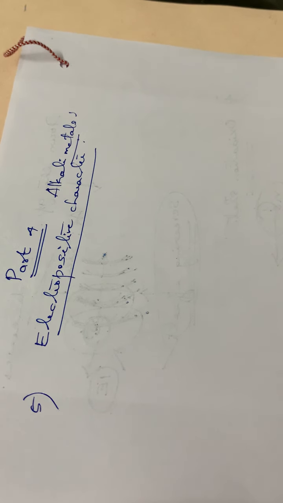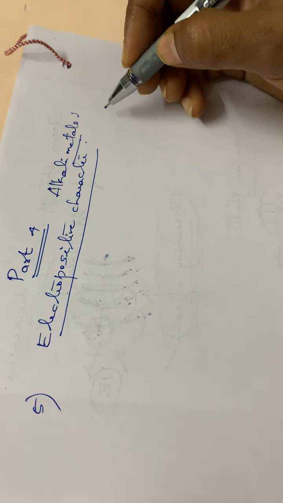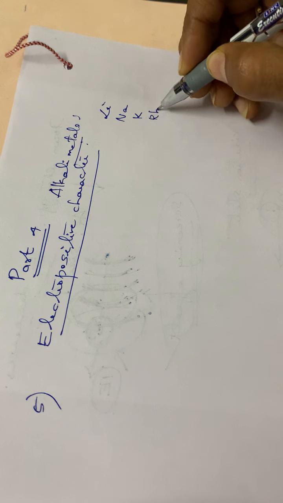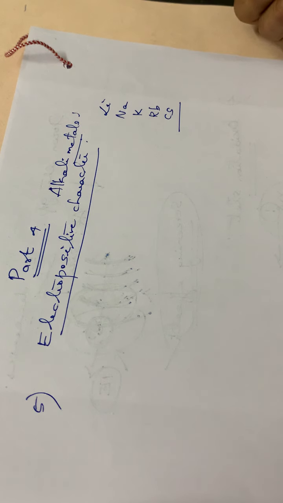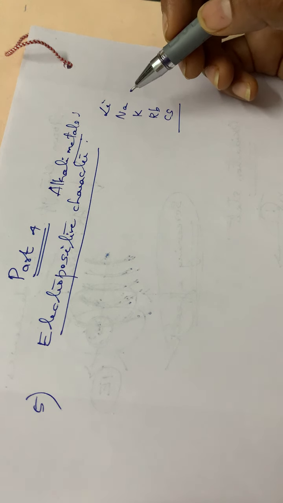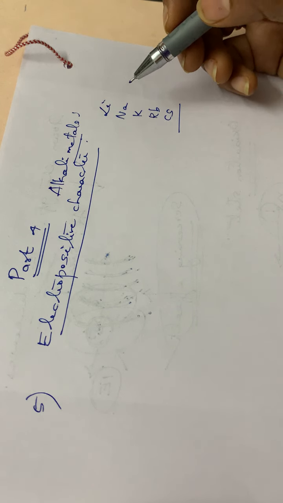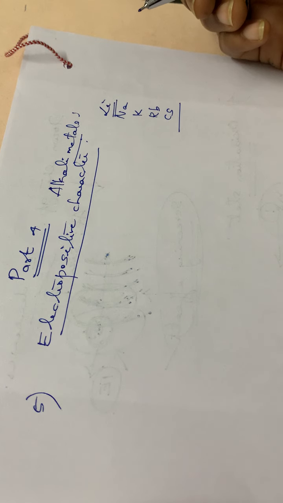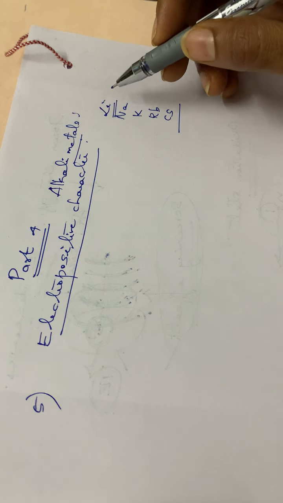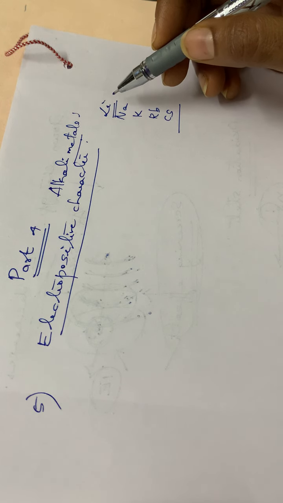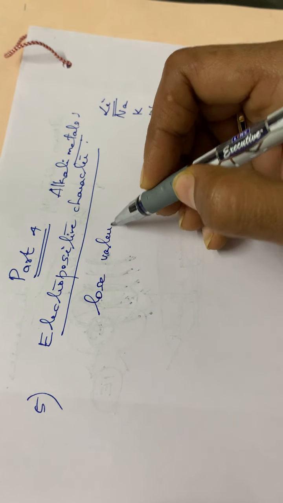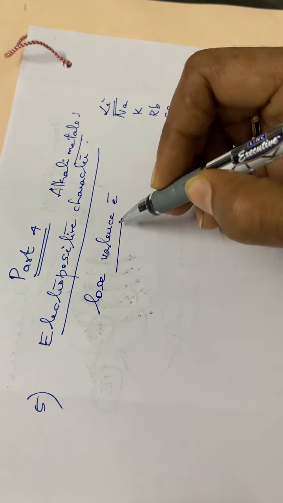Now see this electropositive character. The alkali metals are the elements lithium, sodium, potassium, rubidium, cesium and francium. Francium is a radioactive element. Electropositive character means these metals have a strong tendency to lose their valence electrons, and this strong tendency to lose the valence electrons is called the electropositive character.